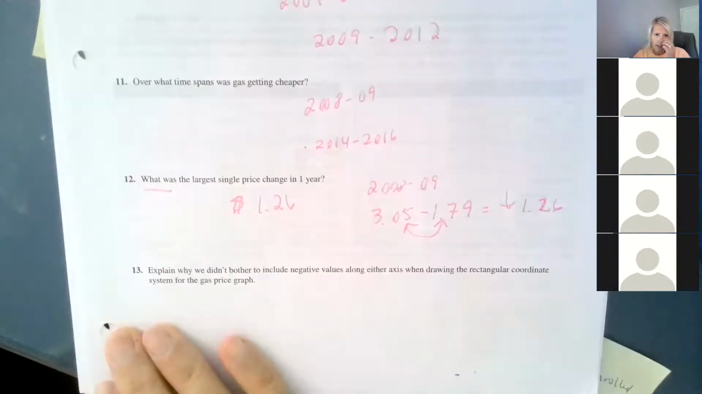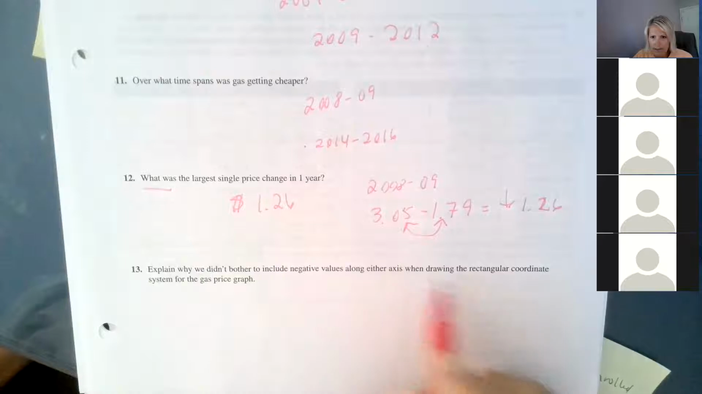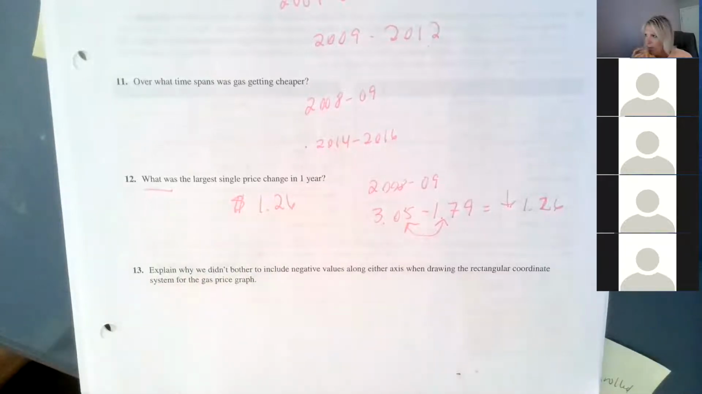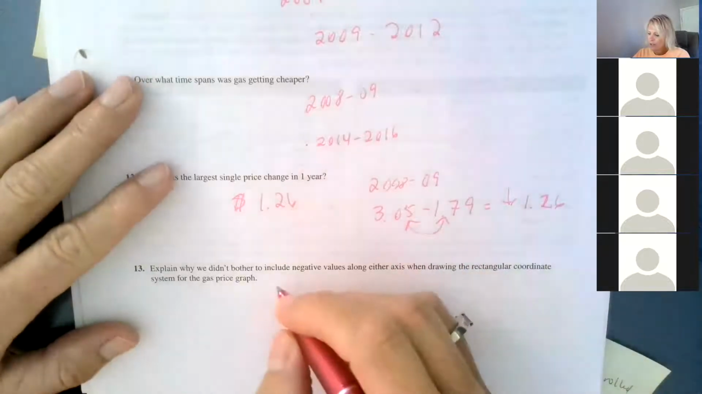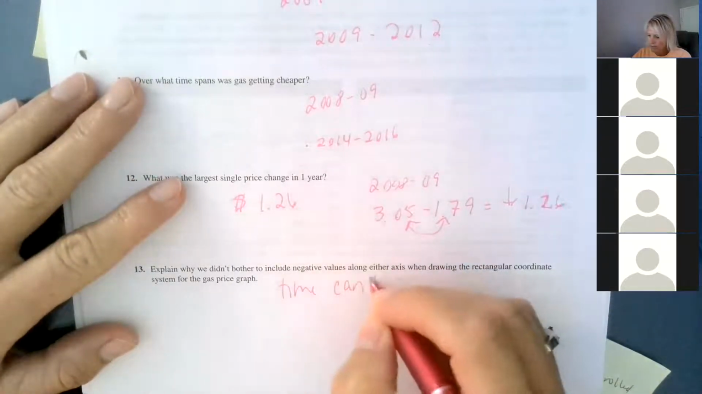Okay. 13 says, explain why we didn't bother to include negative values along either axis when drawing the rectangular coordinate system. So why would we not need negative values there? There aren't negative years and there's not negative gas prices. Right. So time can't be negative.